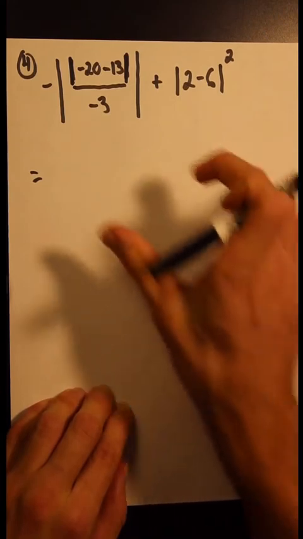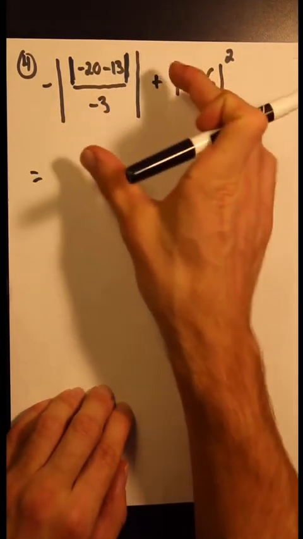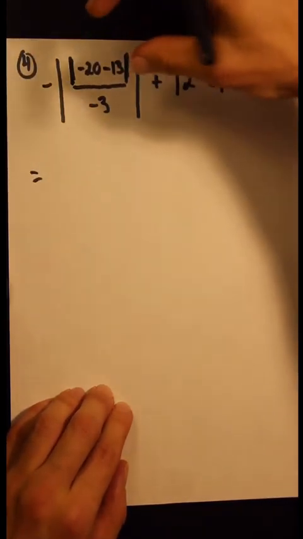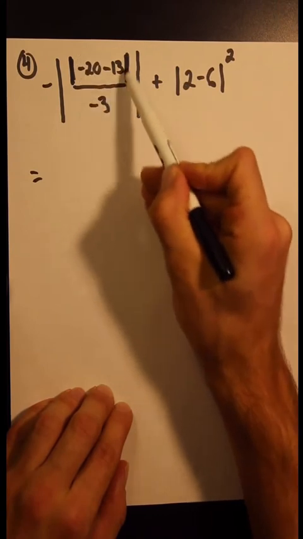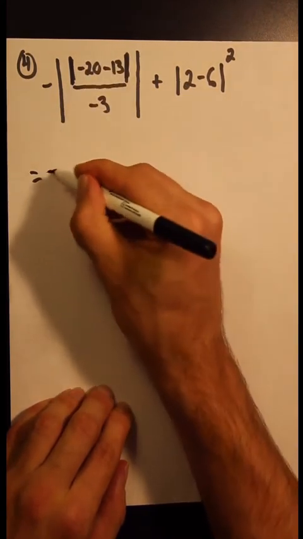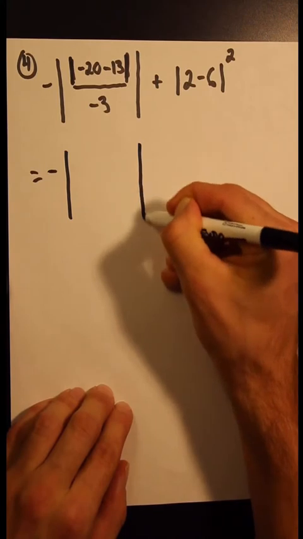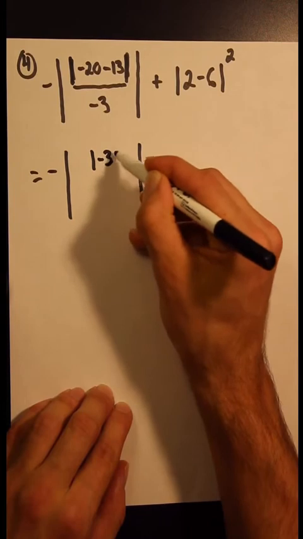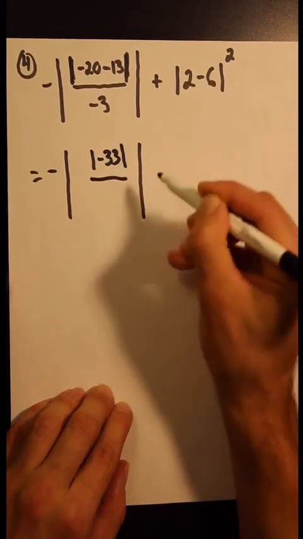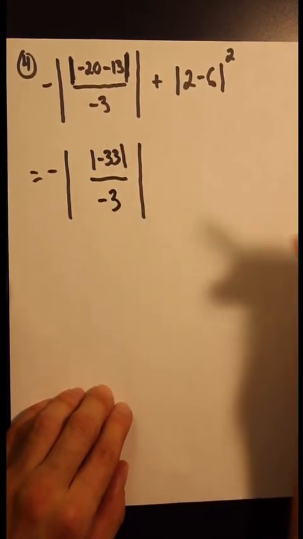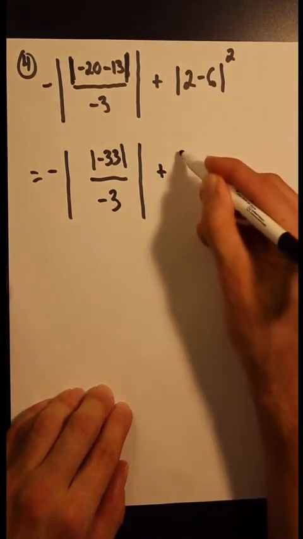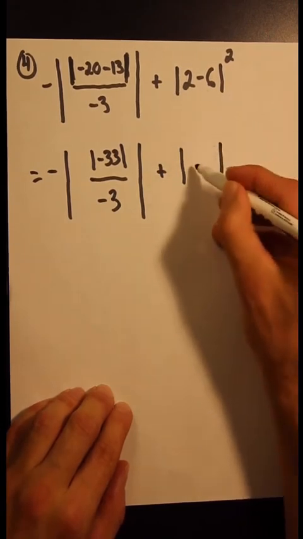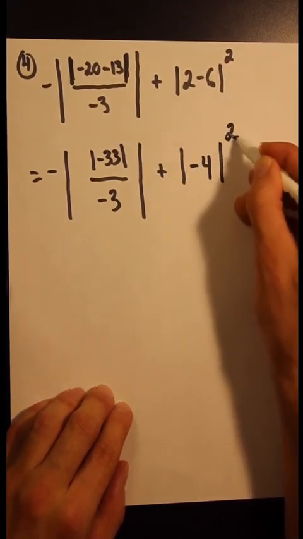So let's work with this big absolute value first, and just as you would treat a bracket, you would work with the most inner brackets that you can. So I'm going to simplify this absolute value here, and everything else I will rewrite. -20 minus 13 is -33, and divided by -3, nothing happens there. This absolute value we can simplify. 2 minus 6 is -4, and we will be squaring that.